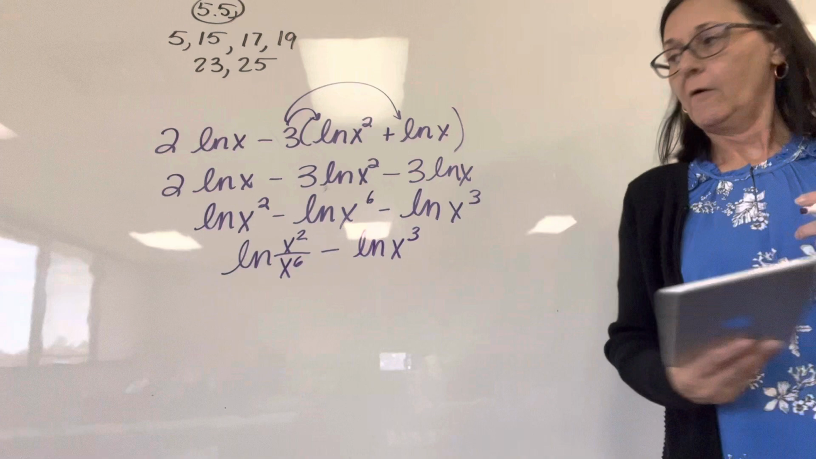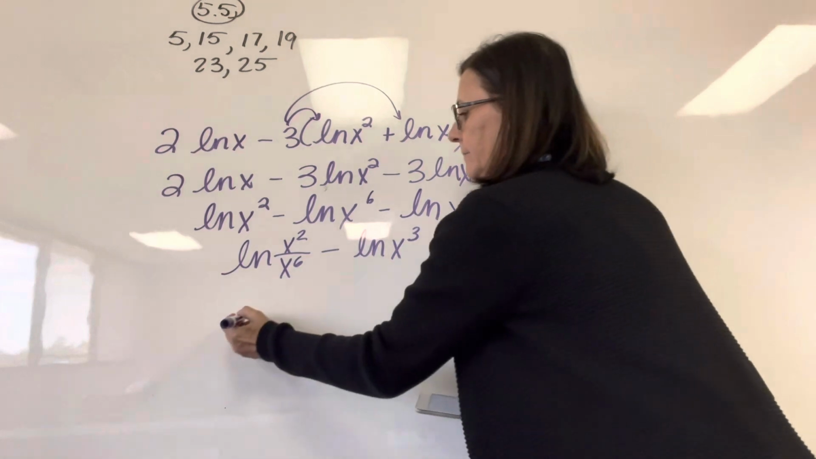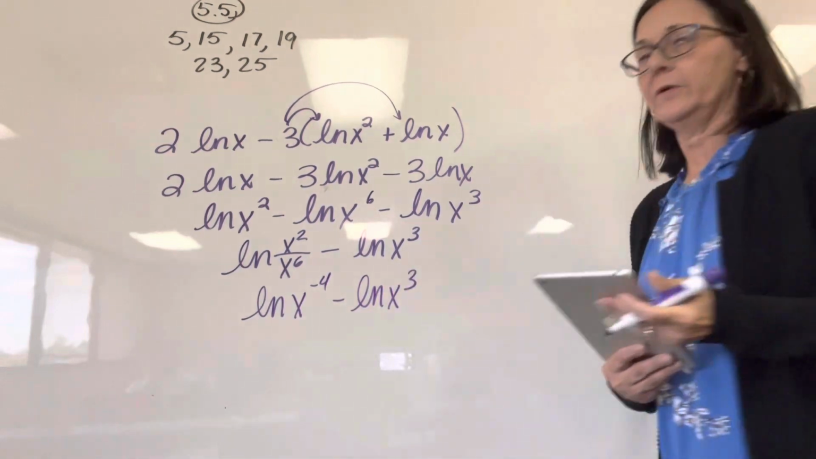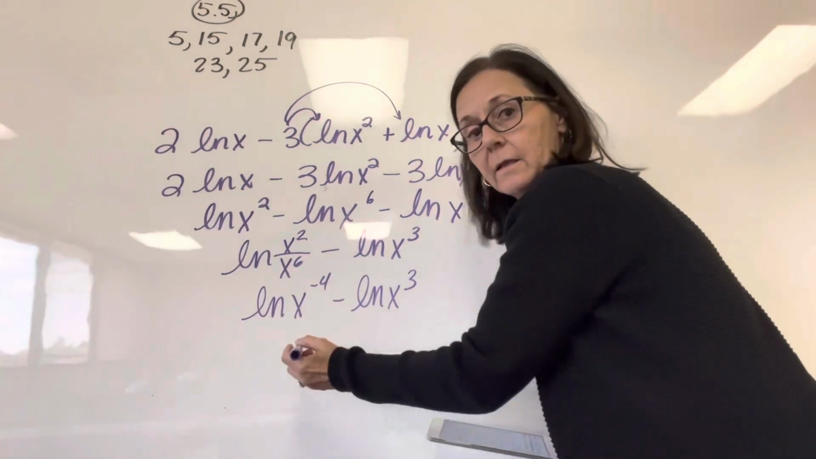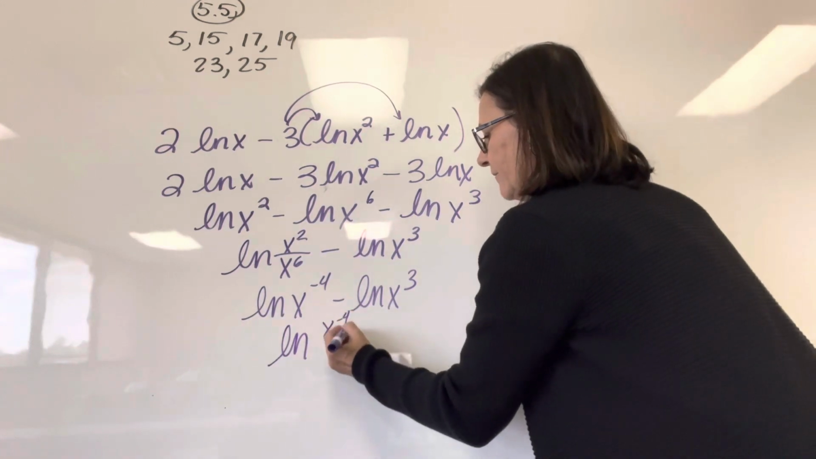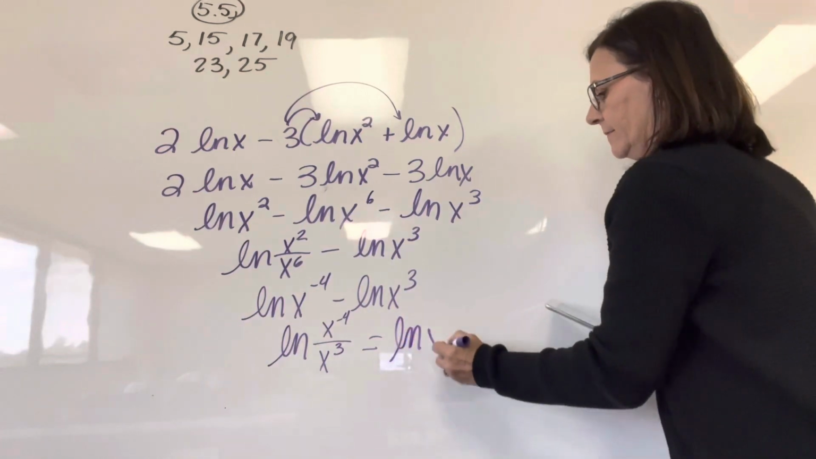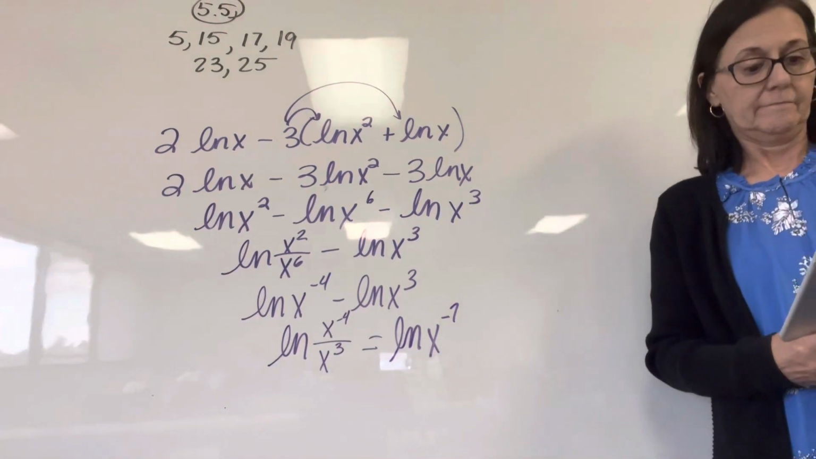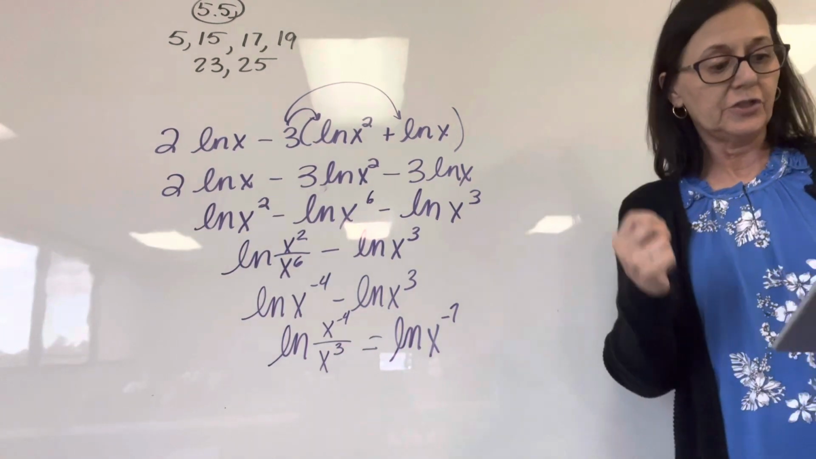So far, right? What is this simplified? X to the negative 4. Right, this is ln x to the negative 4 minus ln x cubed. Divide again. This is, got it? X to the negative 4 over x cubed, which is x to the negative 7. Negative 4 minus 3. Got it? Subtraction of logs is division of the arguments.